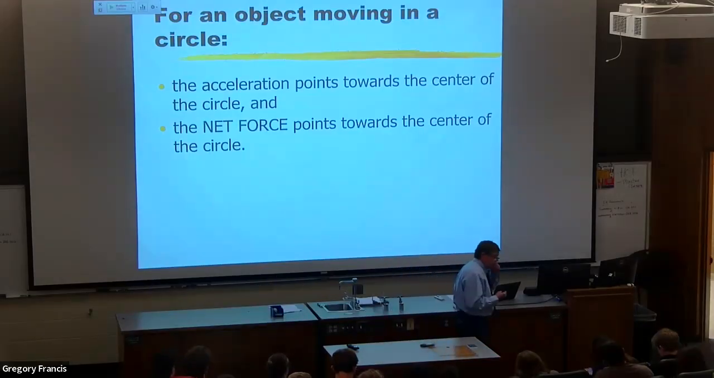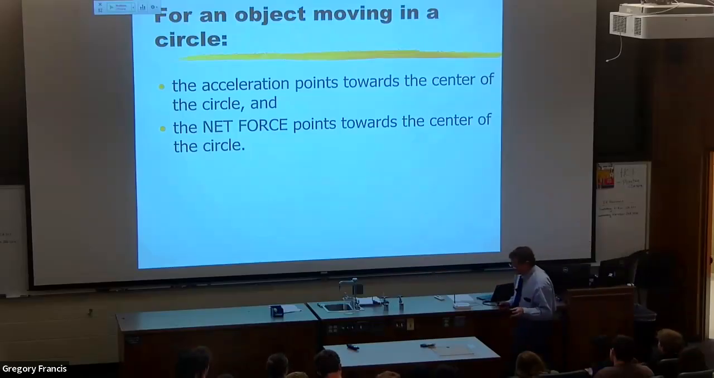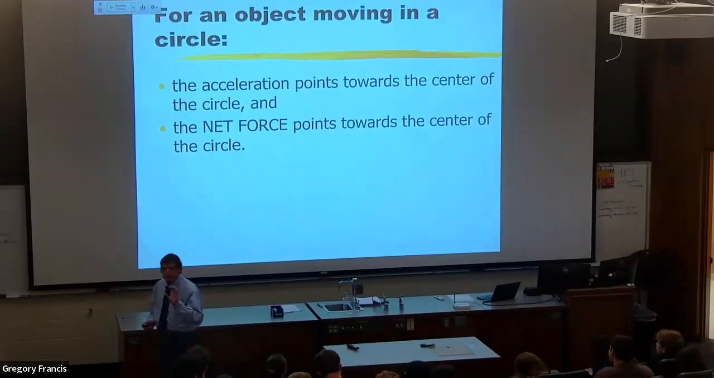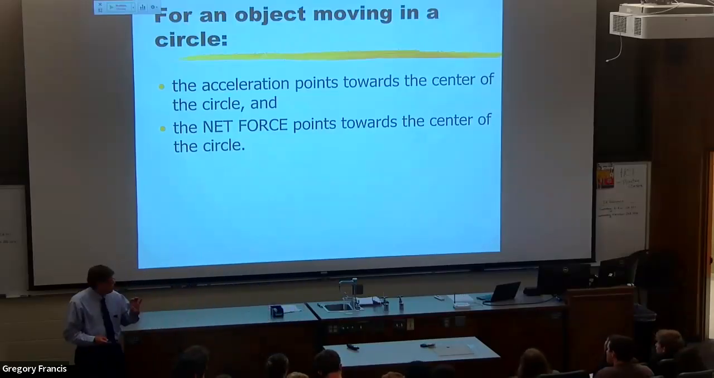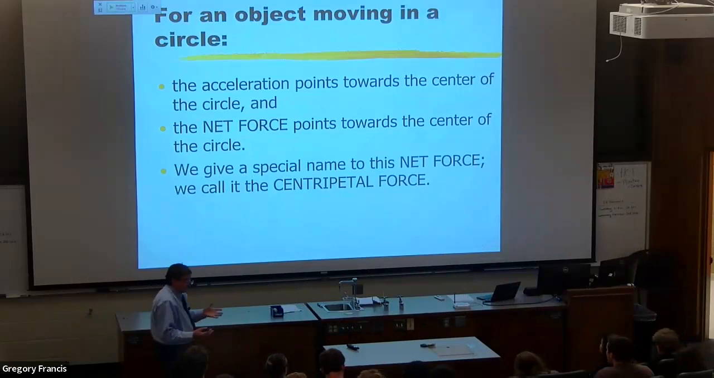And here's where I owe you an apology on behalf of all the physicists that went before me. We did something very, very unwise, very foolish. We gave this net force a name. We called it the centripetal force. And that's a mistake, because when you name something, it becomes real.